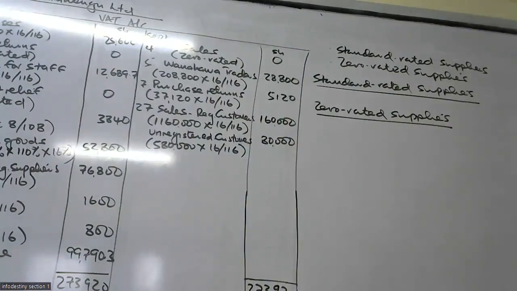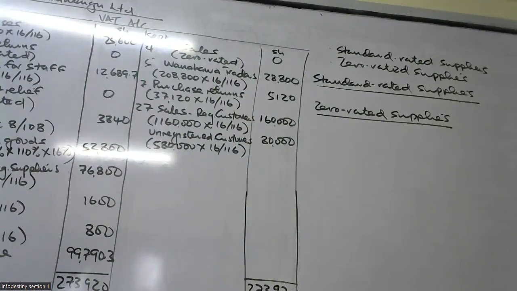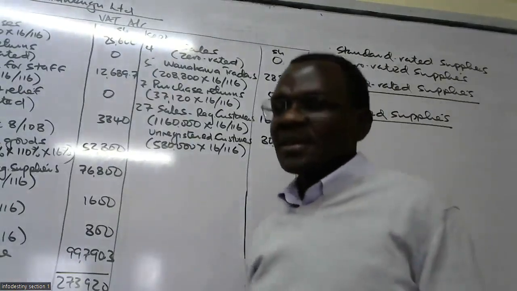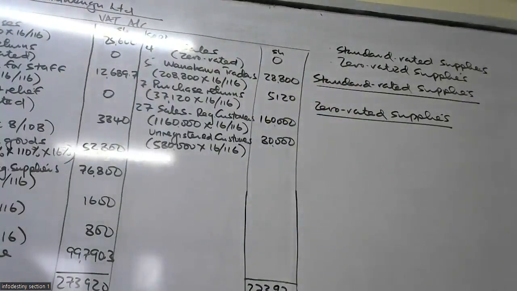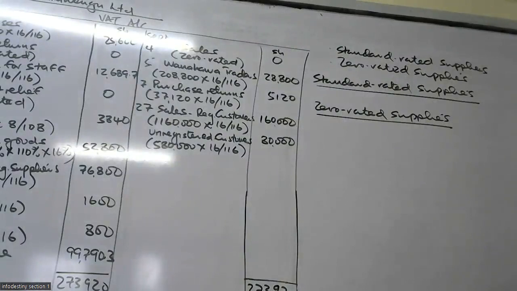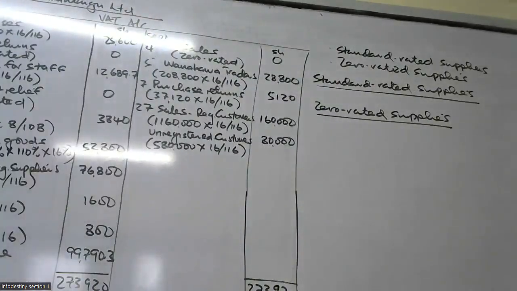The next category is zero rated supplies. So you say these are supplies on which VAT is payable at the rate of 0%. However, the supplies are treated as taxable supplies for VAT purposes.